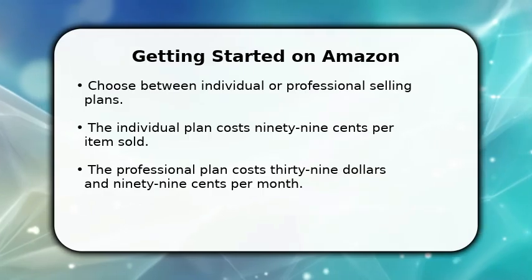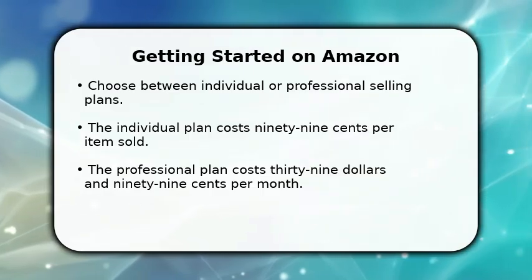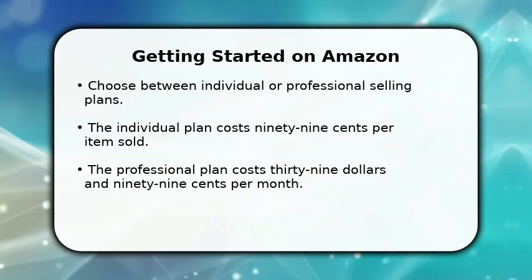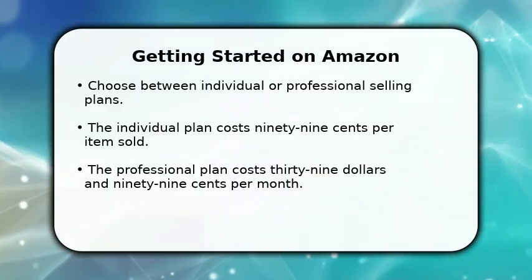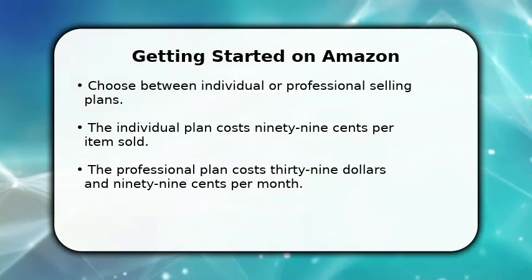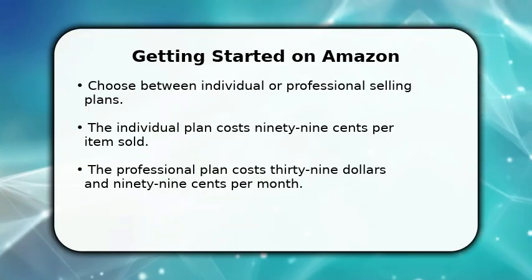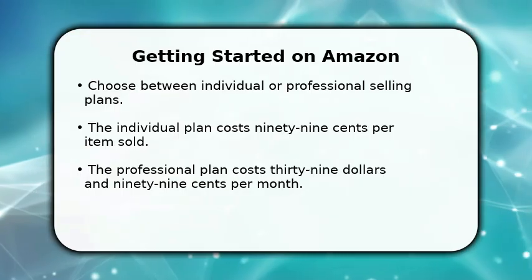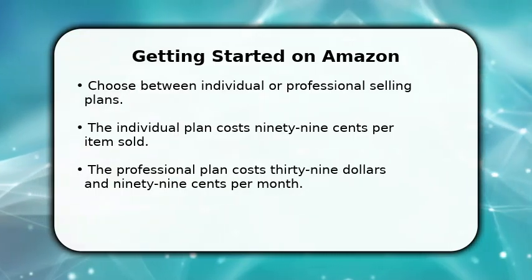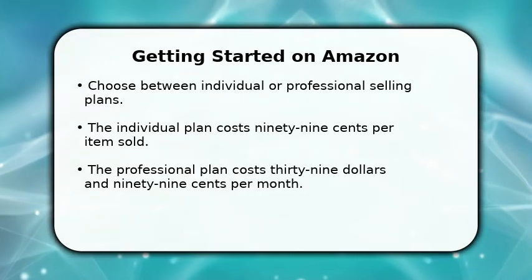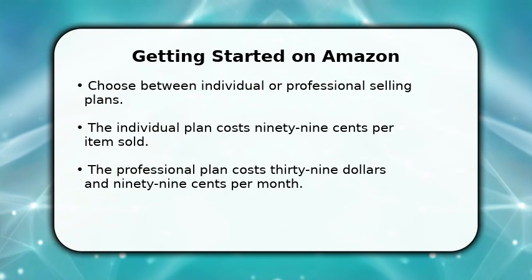Enjoy the video. In this video, I will explain how to use an Amazon seller account. First, decide on your selling plan, individual or professional. The individual plan is great for selling fewer than 40 items monthly, costing 99 cents per sale. For higher volumes, the professional plan is $39.99 per month. Next, register your business details, bank account, and tax information to set up your account.